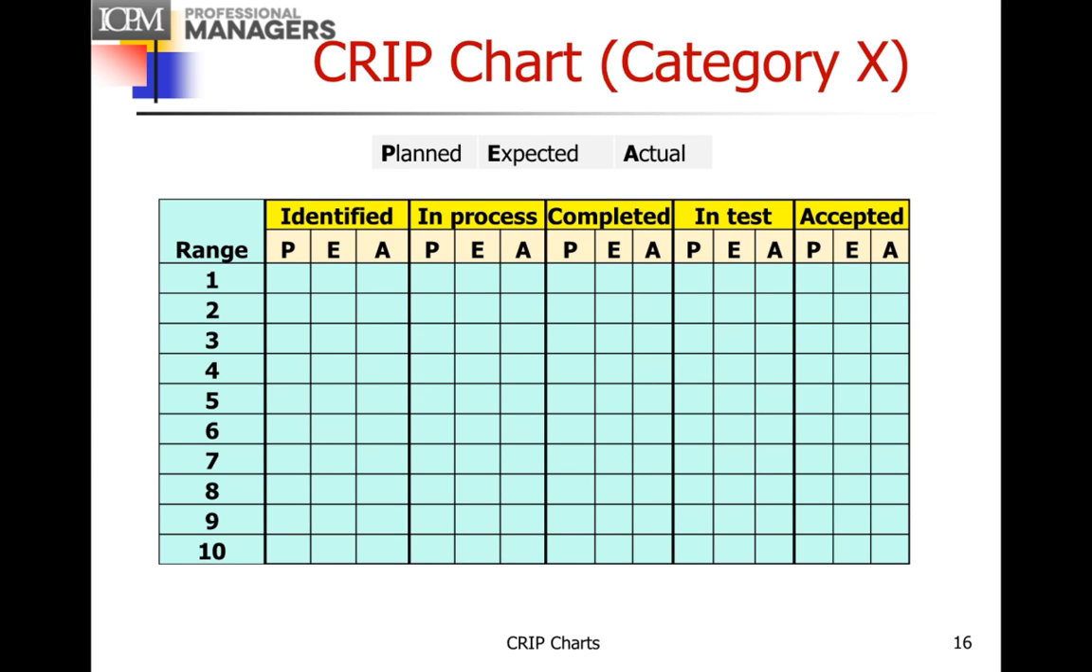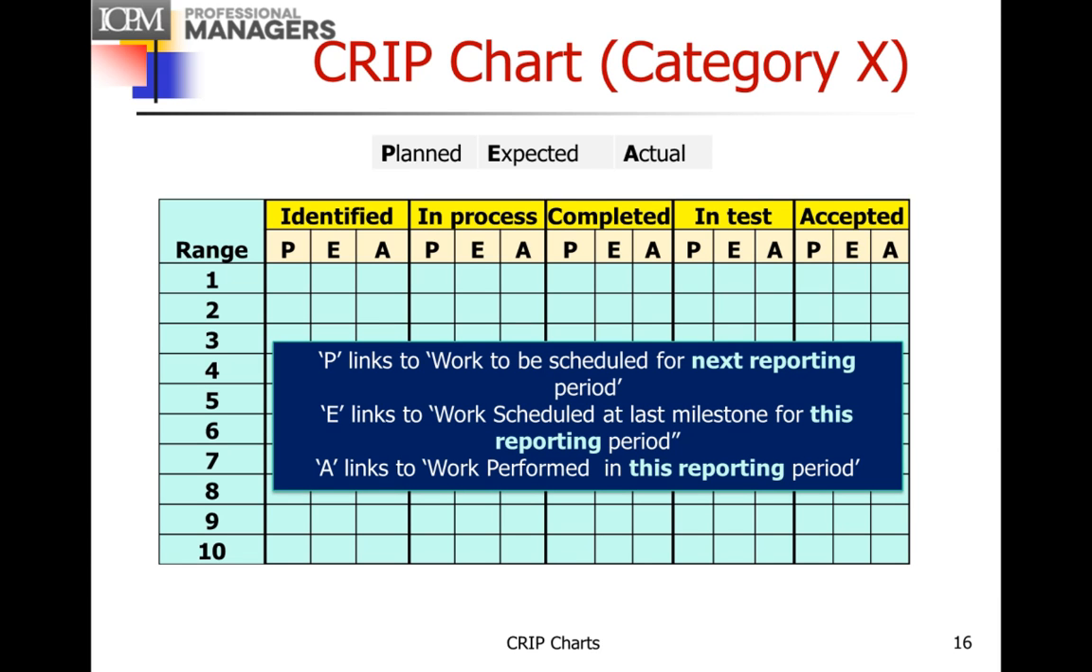The CRIP chart will look something like this. Each of the 5 states are shown in major columns. The ranges are the rows, and each state is split into 3 parts: planned, expected, and actual. The P, or planned, links to the work to be scheduled for the next reporting period. E, expected, links to work scheduled at the last milestone for this reporting period. And A links to work performed in this reporting period. So these are how these numbers link to EVA.